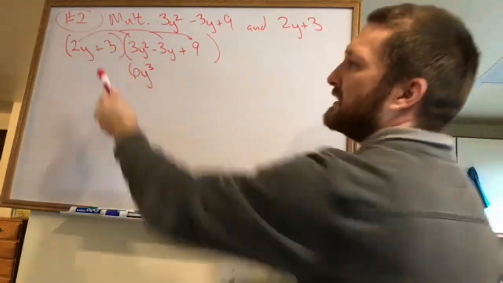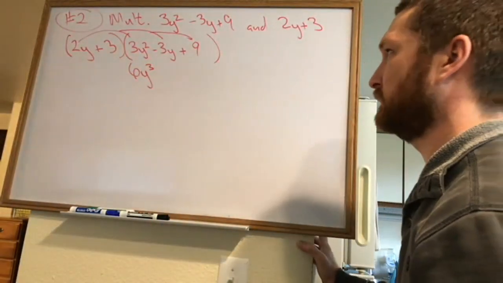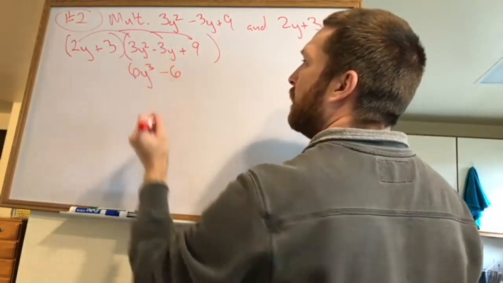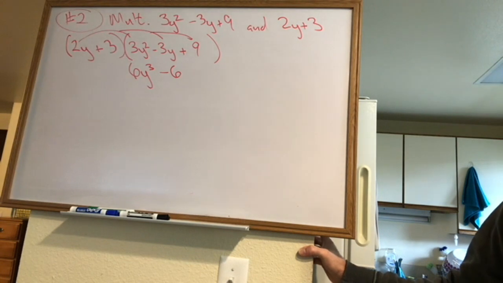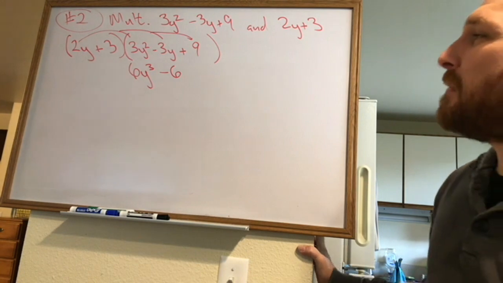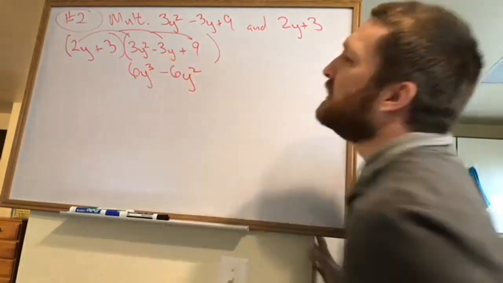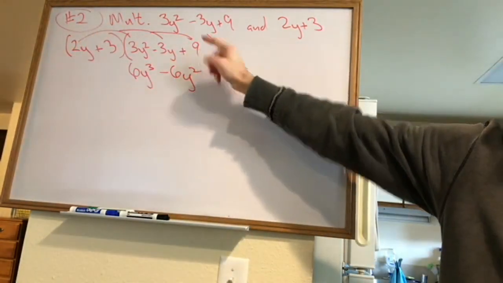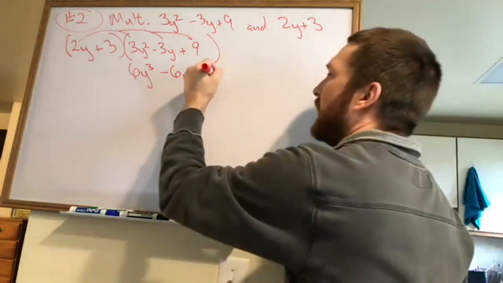Okay, now what is the second one? 2y times negative 3y. Minus x to the second? Say again? Minus 6y squared. Yes. Now, the last one. He's distributed all the way over to here. And what do we get? 18y. There we go.